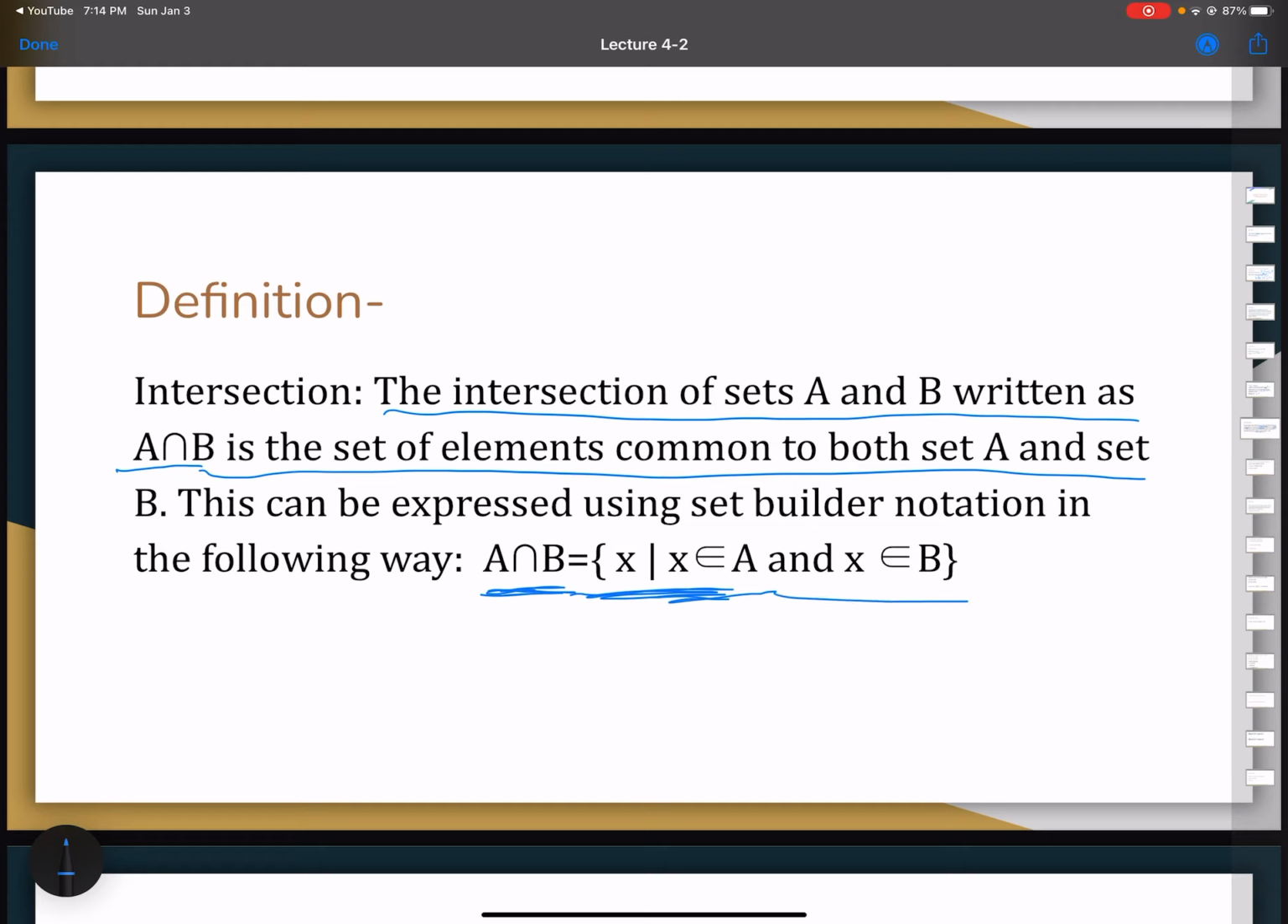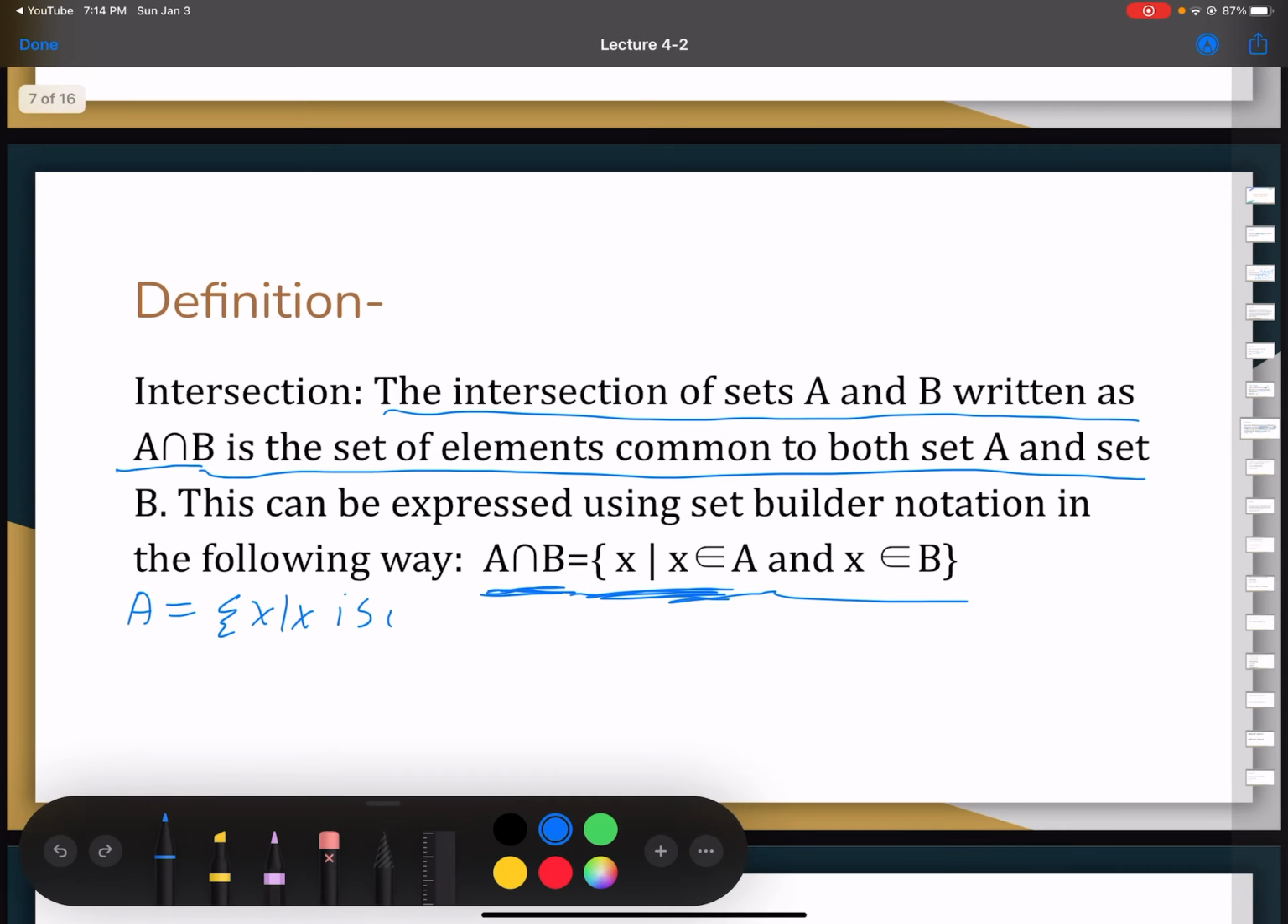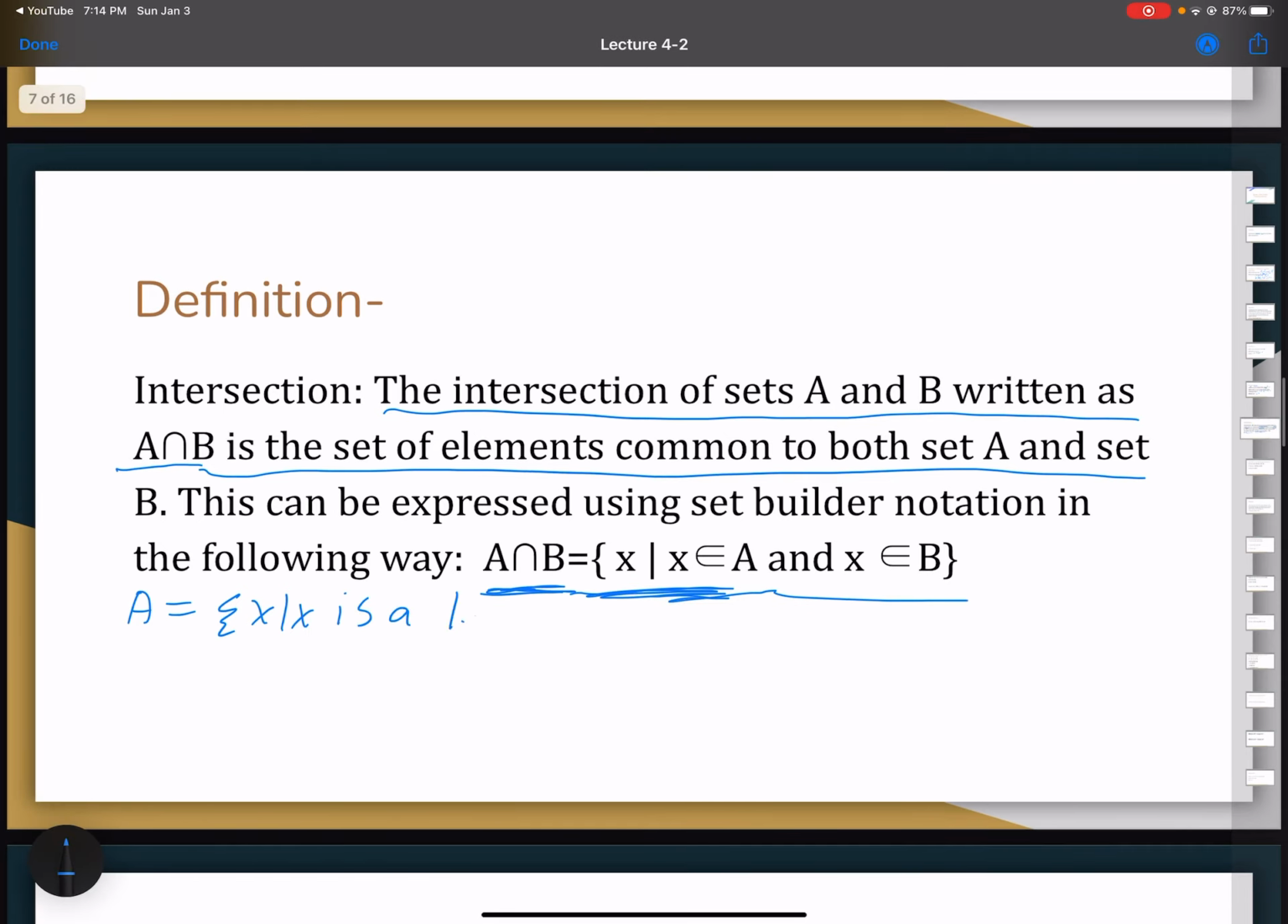So for example, let's take the two sets here. A is equal to all of the x such that x is a letter in Dylan's name.